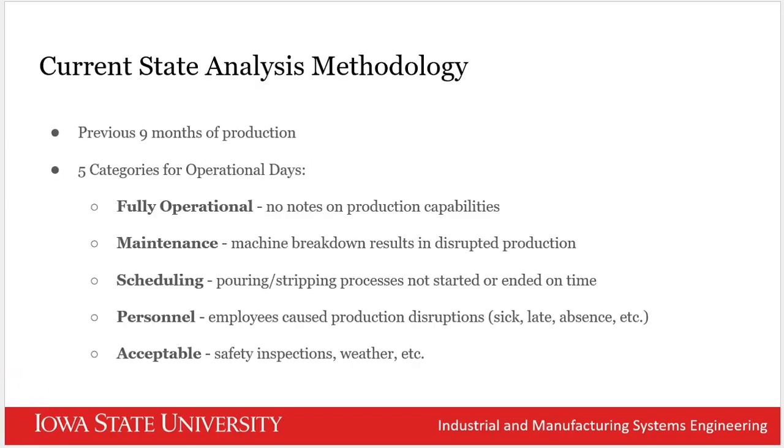Moving on into the current state analysis methodology, our team was able to obtain the previous 9 months of production data from a production data log, and we were able to break that down into 5 different categories, including fully operational days, and then days that saw a deficit, such as due to maintenance, scheduling, personnel, and days that were claimed acceptable due to safety inspections and weather.